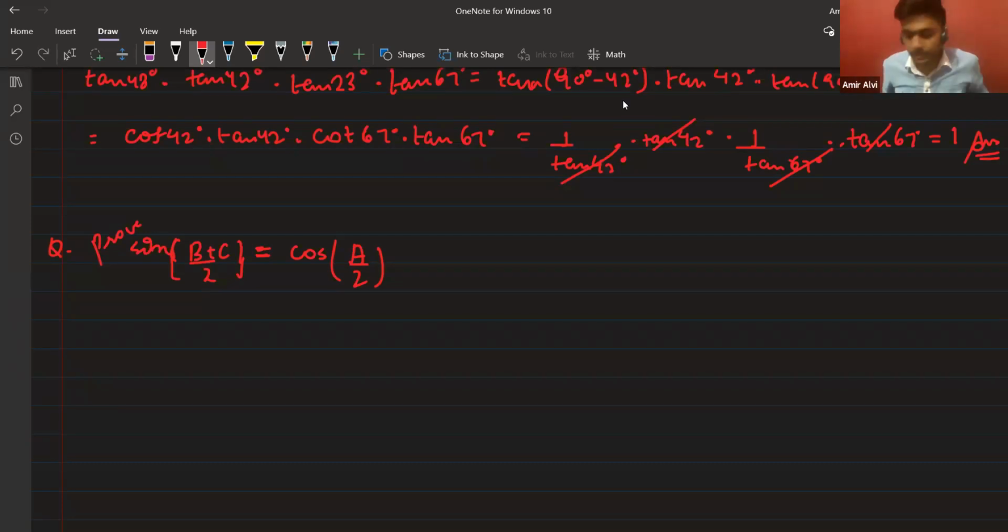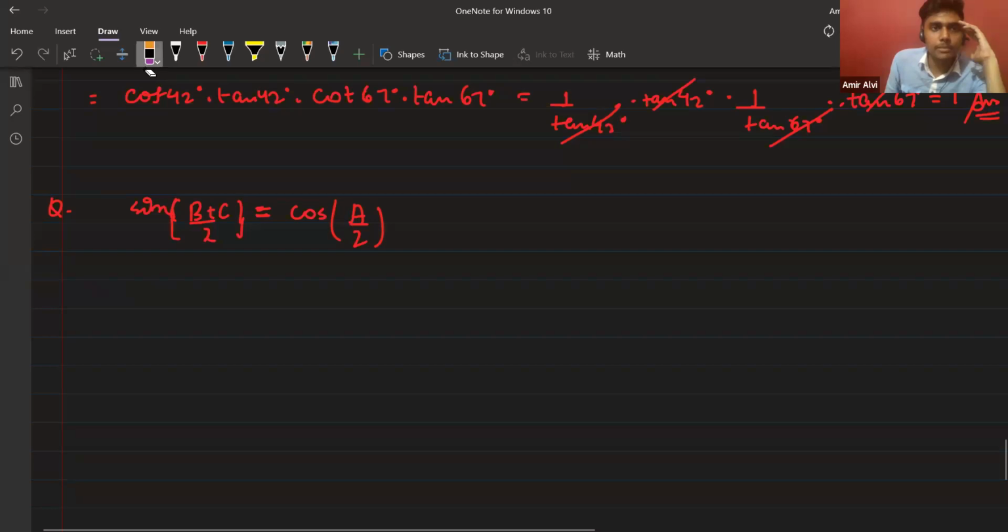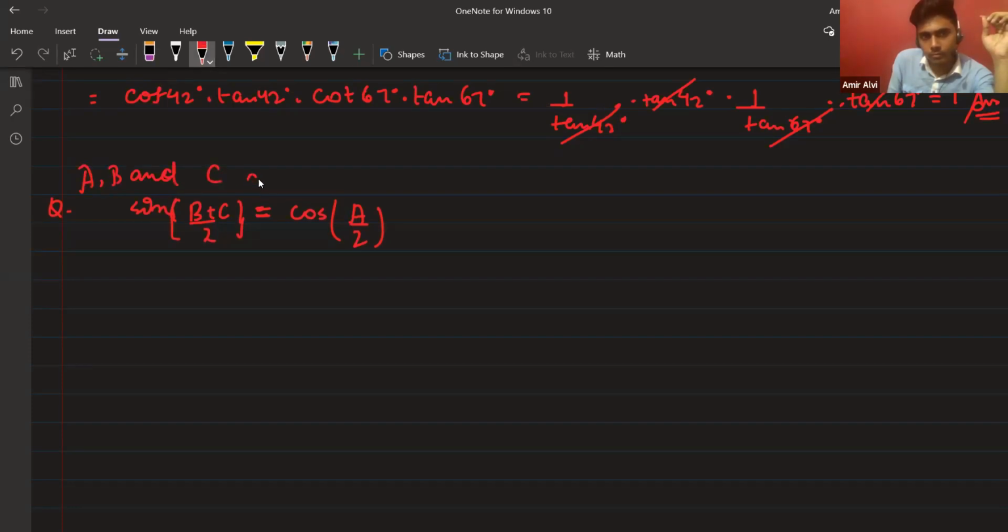So let me solve this for you. Guys, have you done that? It's a very easy one. I think I've already done this with you yesterday, Faiz. Yes, sir, it's a very similar question. Okay, one more thing is missing in this question: A, B, C are interior angles of a triangle.